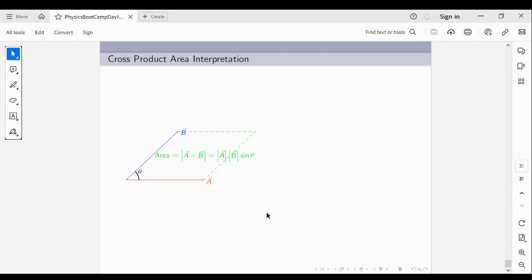And there's another interpretation of this, which says that the area of the parallelogram subtended by two vectors A and B is equal to the magnitude of the cross product, which is then equal to the magnitude of A times the magnitude of B times the sine of the angle between them.